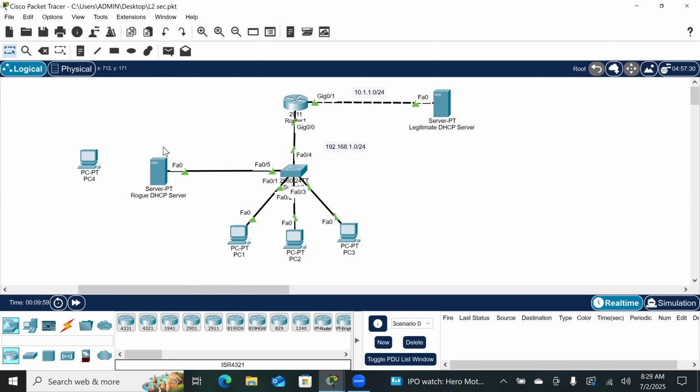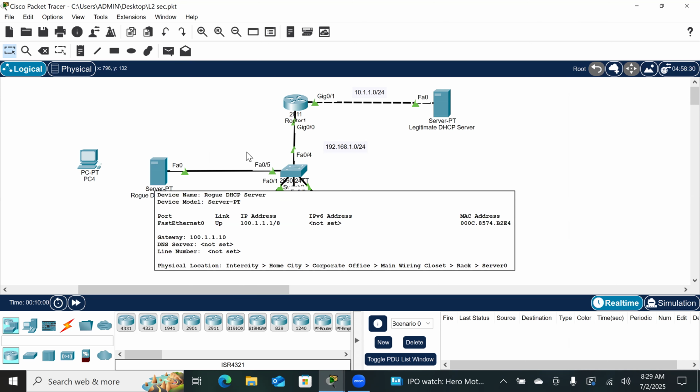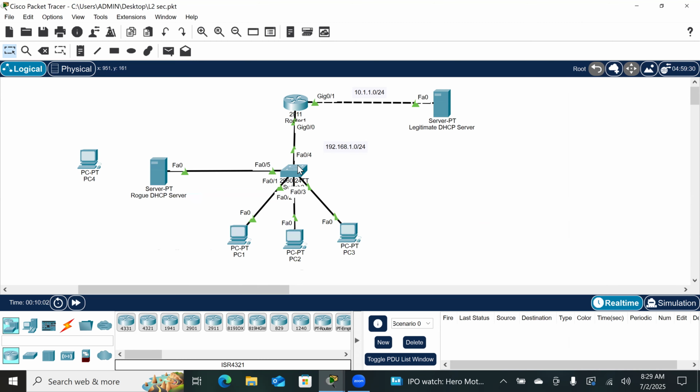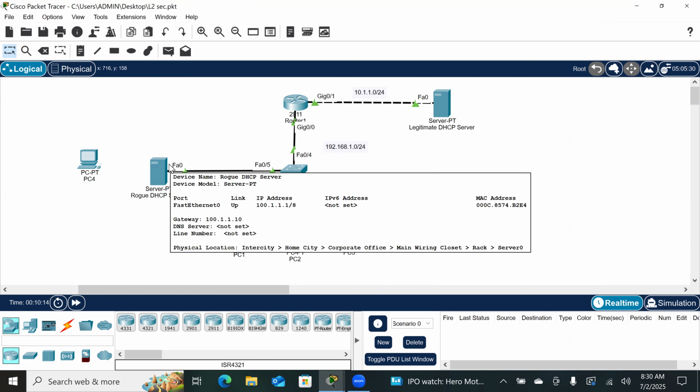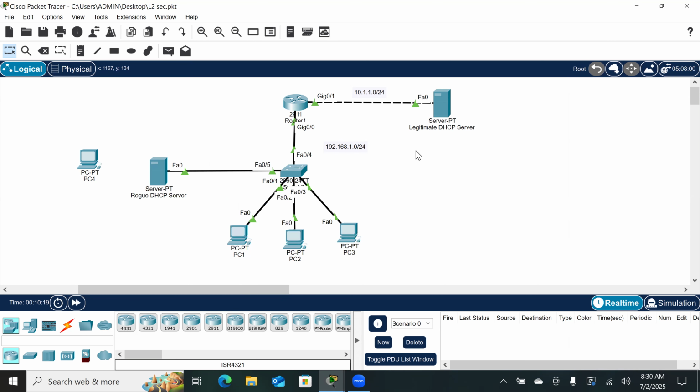That means he is successfully sending his DHCP offer messages to these end devices, and these end devices don't know who is the legitimate and who is the rogue DHCP server. So every traffic is going through the rogue DHCP server. In that case, what we have to do? What I said, we need to enable DHCP snooping on the switch device.